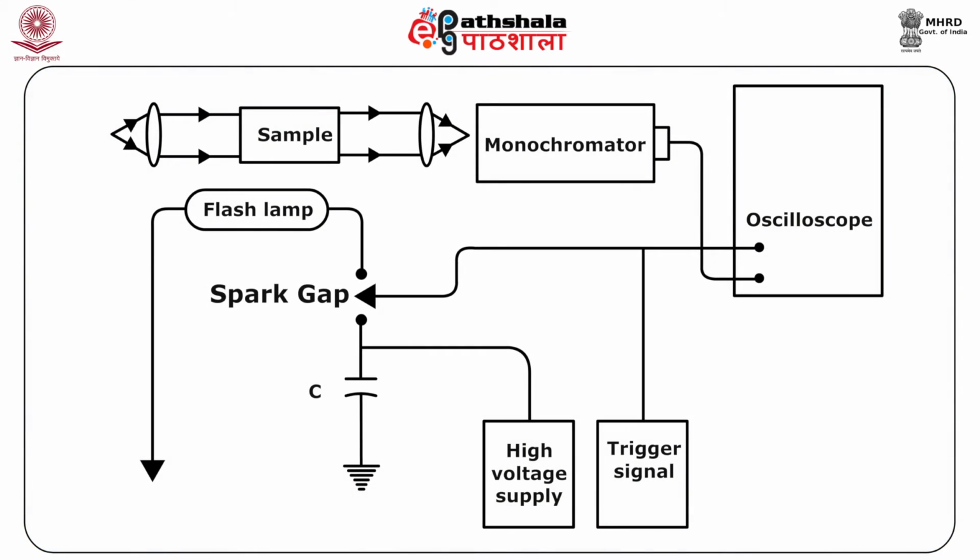You can see the apparatus for flash photolysis. A condenser of high microfarad capacity is charged to 10,000 volts by a high voltage supply. Through the trigger signal, a spark is created in the spark gap, which allows quick passage of current via the flash lamp. The condenser discharges in a few microseconds. The lasers can create a flash of the period of a few nanoseconds. Immediately after the capacitor discharges, the flash lamp is spontaneously triggered off.